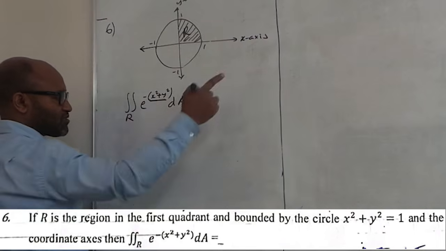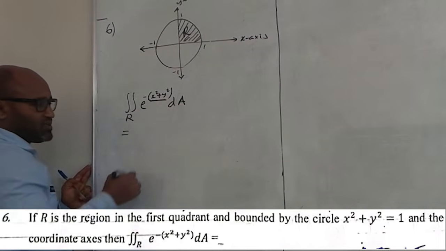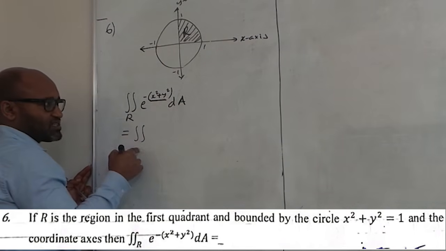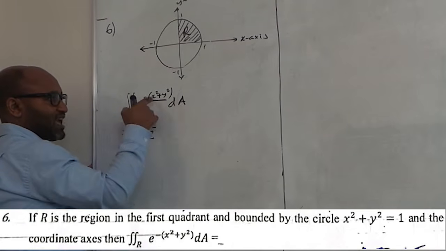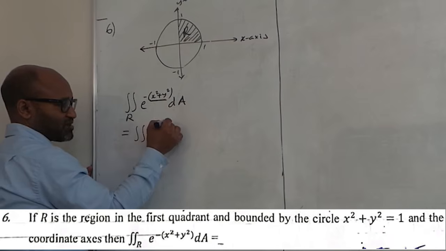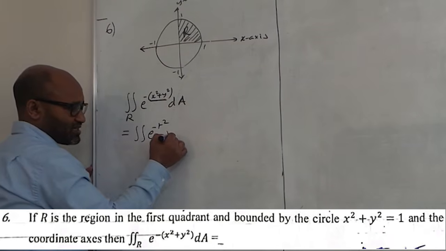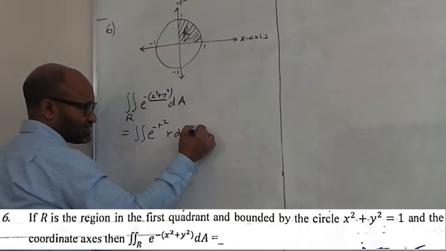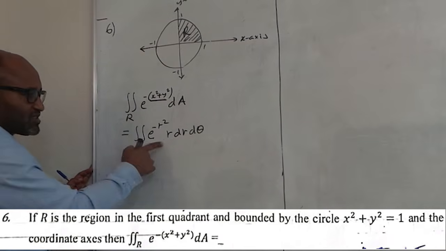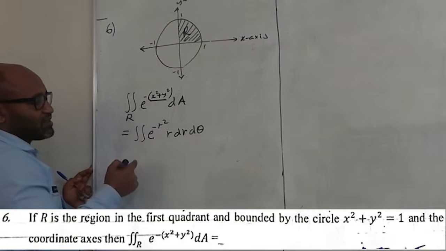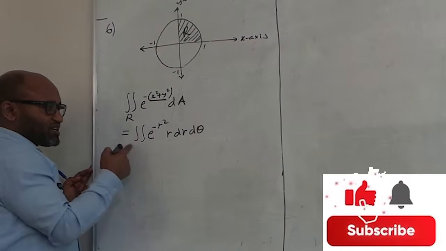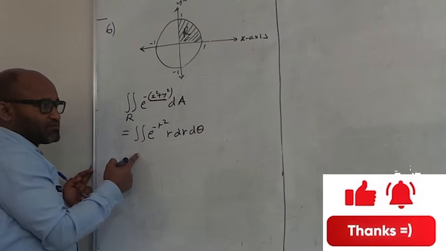So in polar coordinates, this double integral will be the integral over the region R of e to the power of minus x square plus y square, which is r square, then r dr d theta. When we change to polar form, this is our double integral formula. Then what's the limit of integration for each variable?